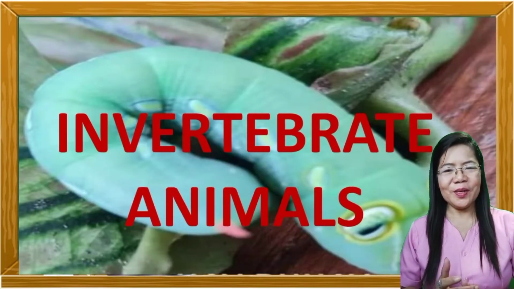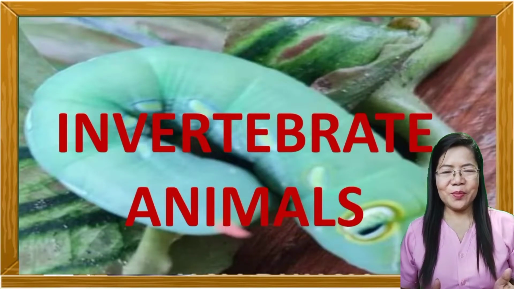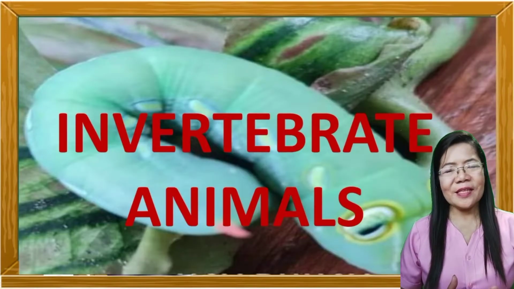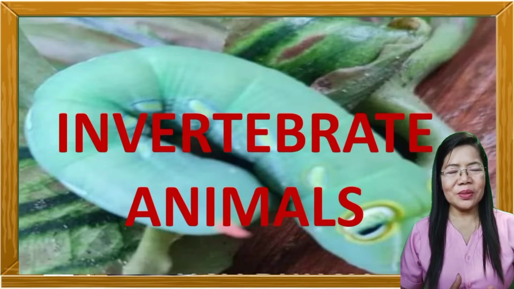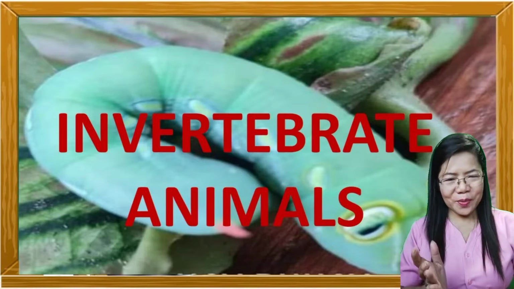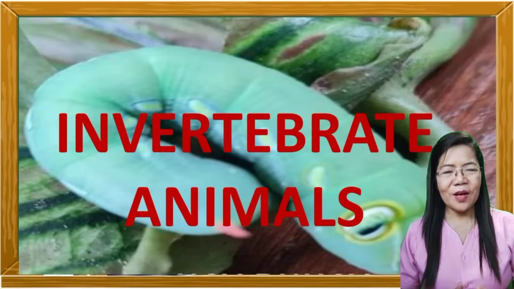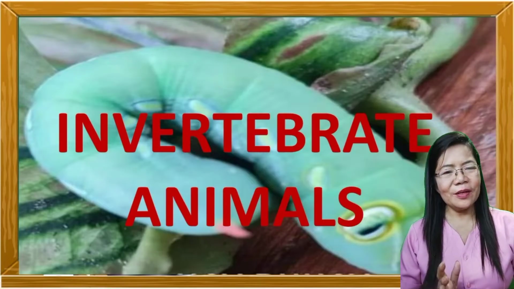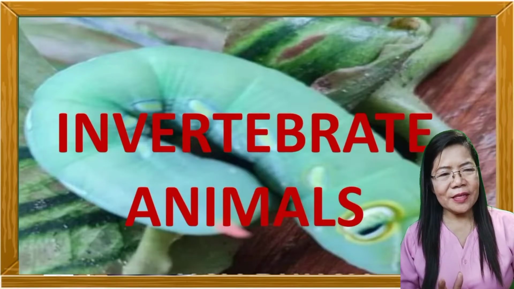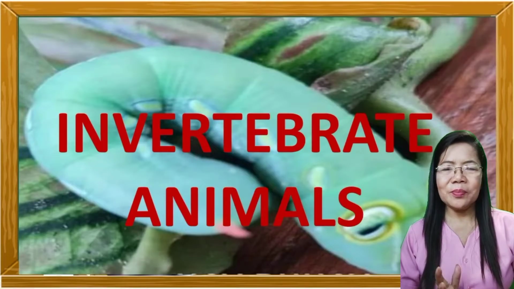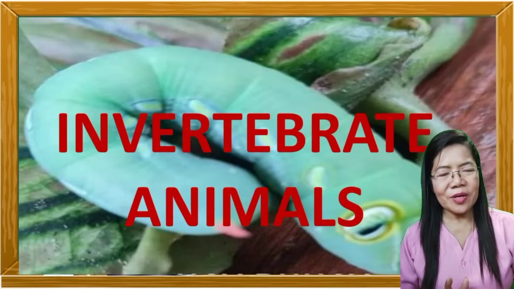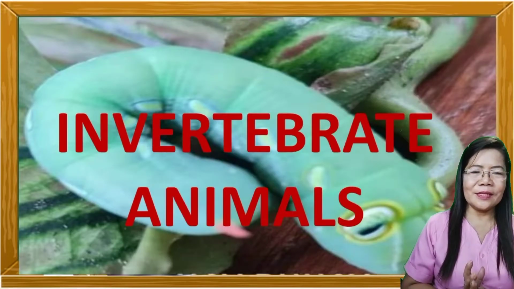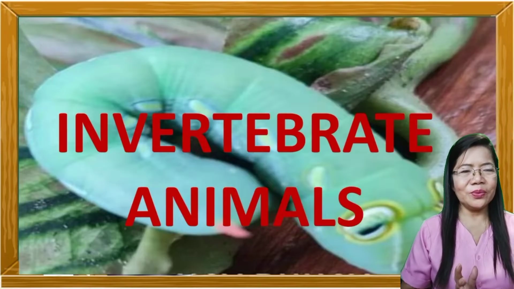Today, we are going to discuss about invertebrates. Last week, you have learned that animals can be divided into groups, which are the vertebrates and invertebrates. Both of these can be divided into smaller groups. Invertebrates can be divided into many groups or phylum. Invertebrates are simple animals. They do not have a backbone.